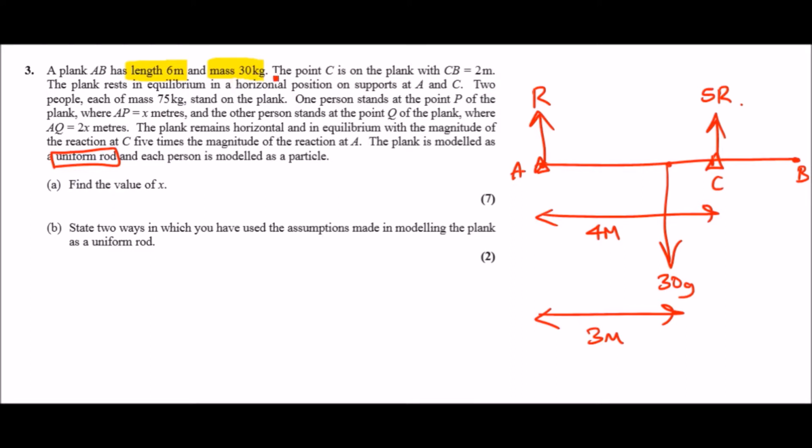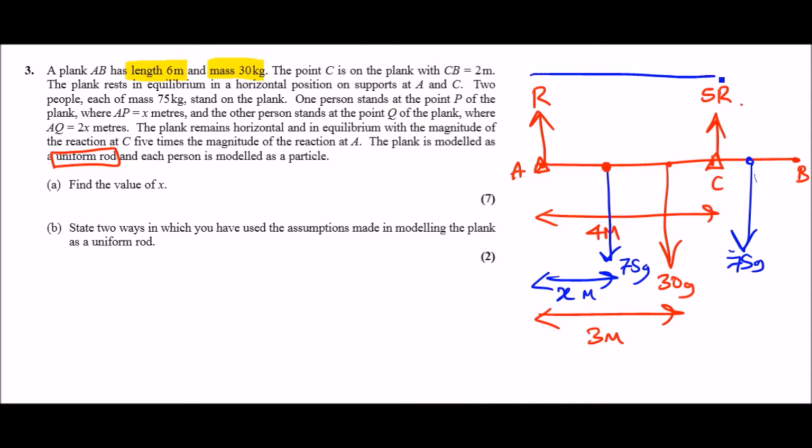So 2 people, each of mass 75, stand on the plank. One person stands at point P, where AP is X, and the other person stands at Q, where AQ is 2X. Let's say one guy is over here. Let me change the color of this. So we have one guy X meters away, and he weighs 75 G. And another one over there, again 75 G, and the distance here is 2X.